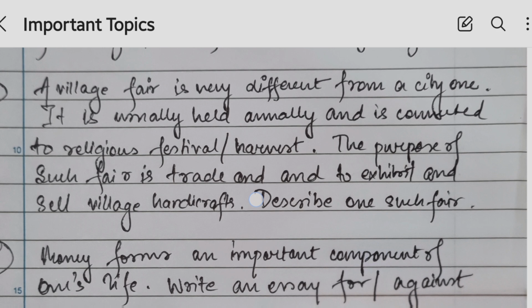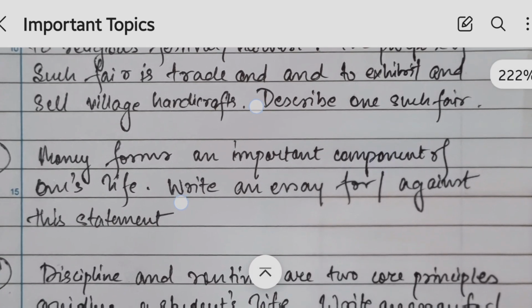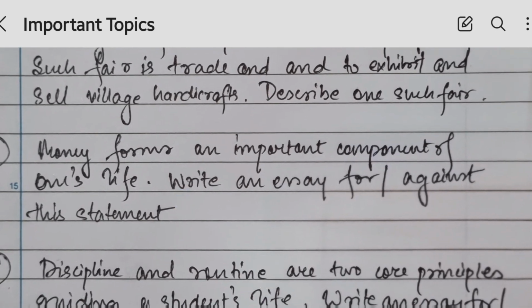Now this third one is extremely important, because ICSE has given a topic like this twice in their examination. So it might be there in your paper, who knows. Money forms an important component of one's life. Write an essay for and against this statement. I have made one entire video on the argumentative essay and how you should approach it for ICSE. According to me, it's one of the easiest forms of essays that you could attempt. If you haven't watched that video, go ahead and watch it.